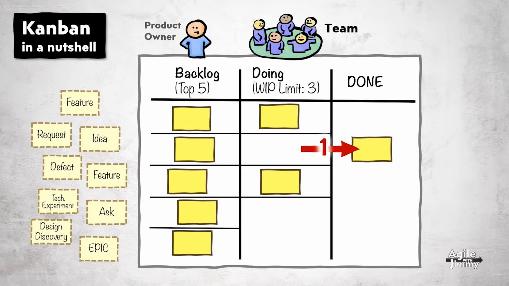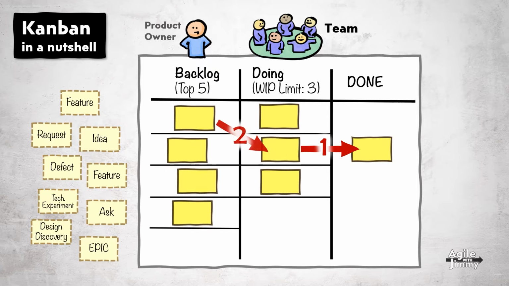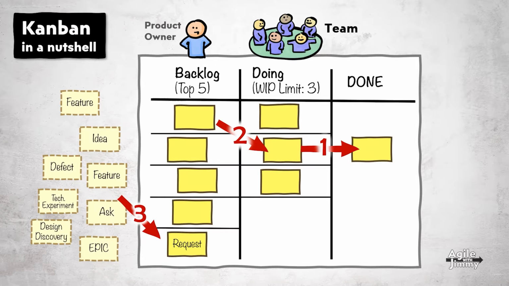Here we can see that the WIP limit for the doing column is 3. If the team wants to, they are now allowed to start working on something new. This in turn shortens the top 5 backlog, giving room for a new feature, idea, or request. Even though Kanban doesn't describe any required roles, the majority of Kanban teams have a product owner doing the usual product ownership stuff. Kanban has 5 simple rules.